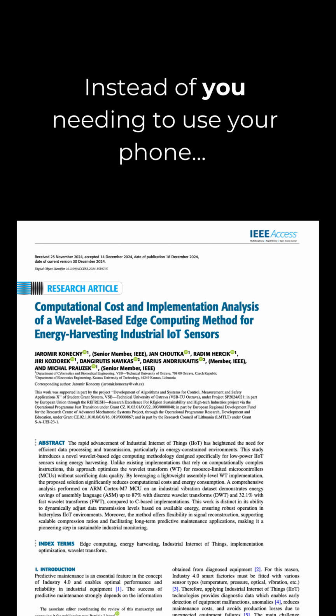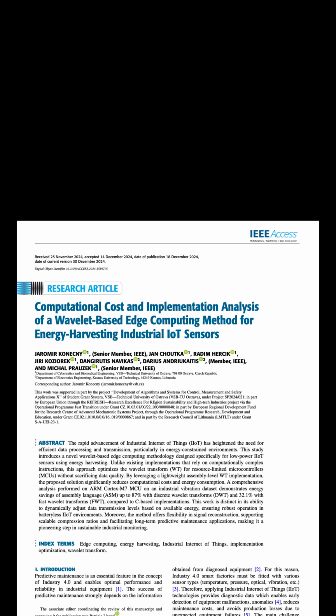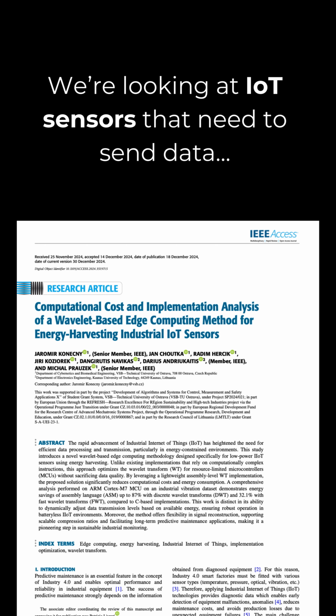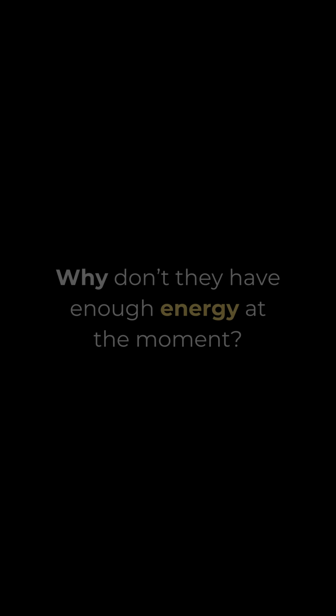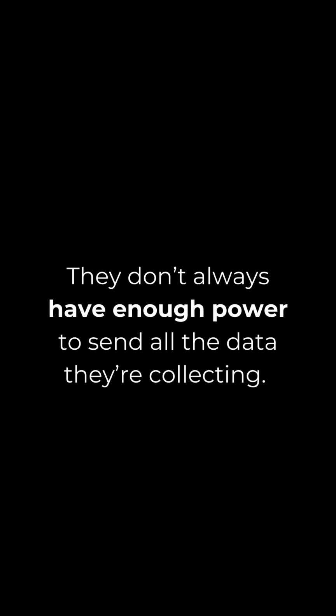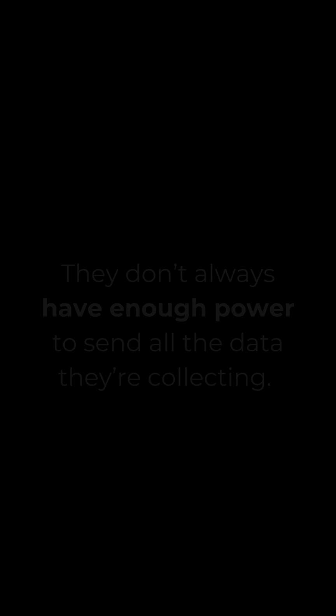Instead of you needing to use your phone but it having low battery, we're looking at IoT sensors that need to send data but don't have enough energy. Why don't they have enough energy at the moment? Because these kinds of sensors use something called energy harvesting instead of plugging into a wall. They might get their energy from solar panels or thermoelectric generators or any number of ways that we'll explore later. The point is, they don't have enough power to send all the data they're collecting.